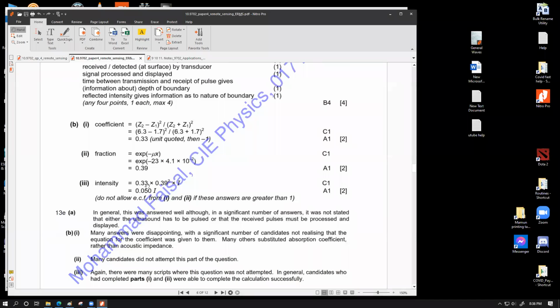এই যে এখানে দেখো 0.33 into 0.39 square. It doesn't matter where you write this, place doesn't matter, but ultimately this has to be squared into I. Do not allow ECF from 1 and 2 if these answers are greater than 1. মানে হচ্ছে কোন স্টুডেন্টের এই ক্যালকুলেশনের ভ্যালু যদি আলটিমেটলি এই জায়গাতে এসে 1 এর থেকে বেশি হয় তাহলে তাদেরকে এই ভ্যালু ECF দিবে না, because students should understand by all means that the reflected and transmitted wave received behind the back to the probe can never be bigger than 1. I mean, you cannot get a bigger intensity than you have sent.